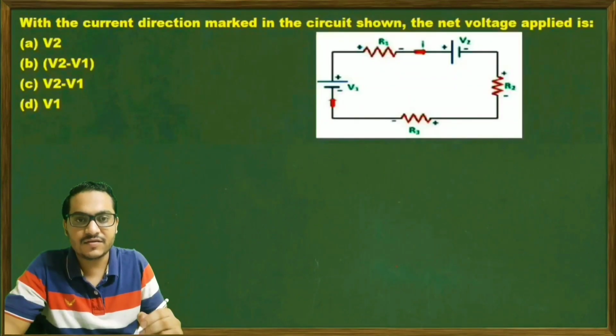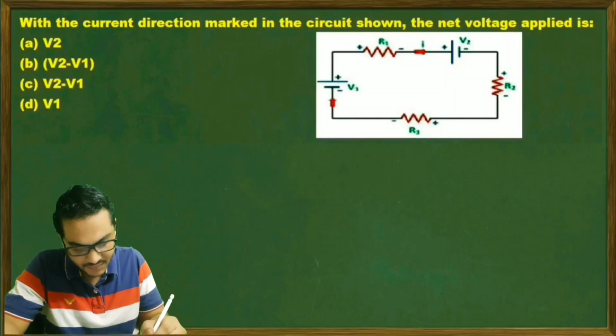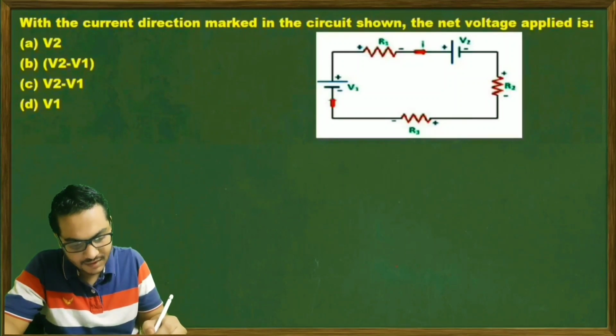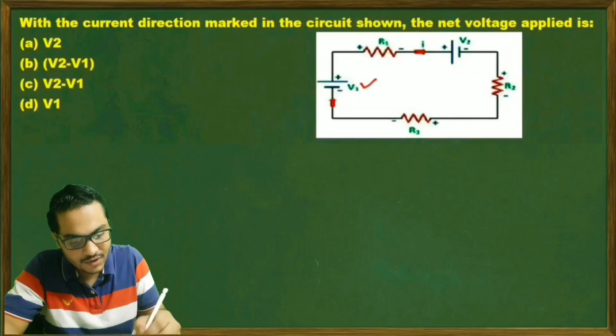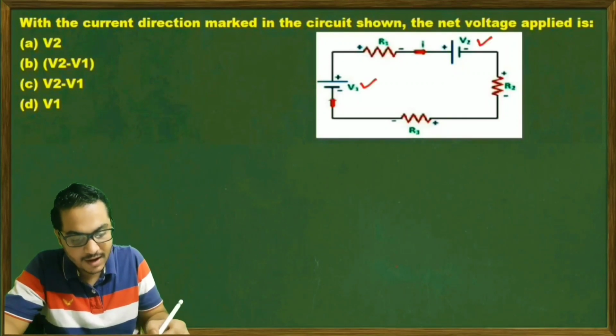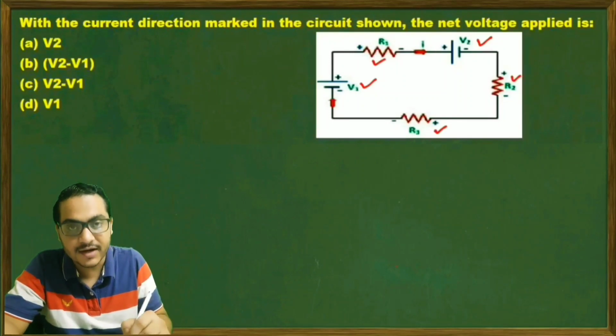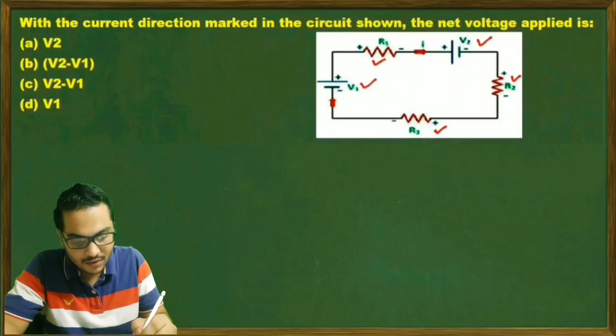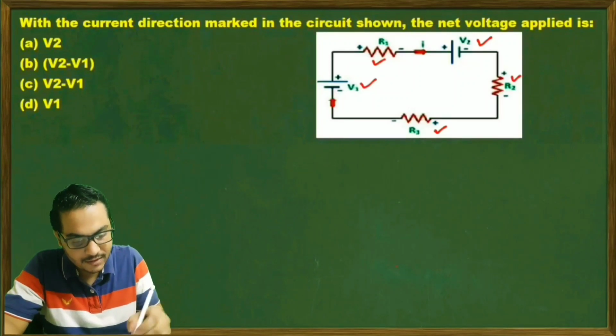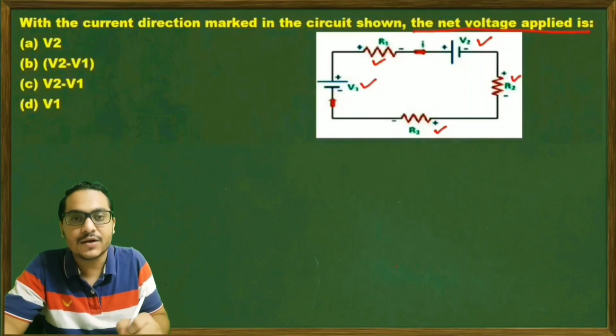This is a very basic question and it was asked in your previous SSC JE exam electrical paper. So let's discuss this question. In this question, there are two voltage sources, V1 and V2, and three resistances, R1, R2 and R3. These are all connected in series. Now we need to find the net voltage applied to this network.